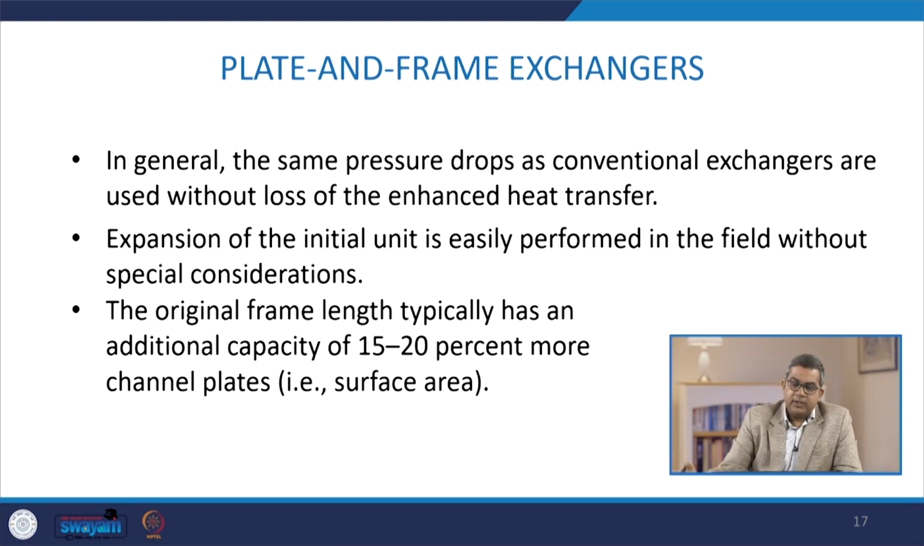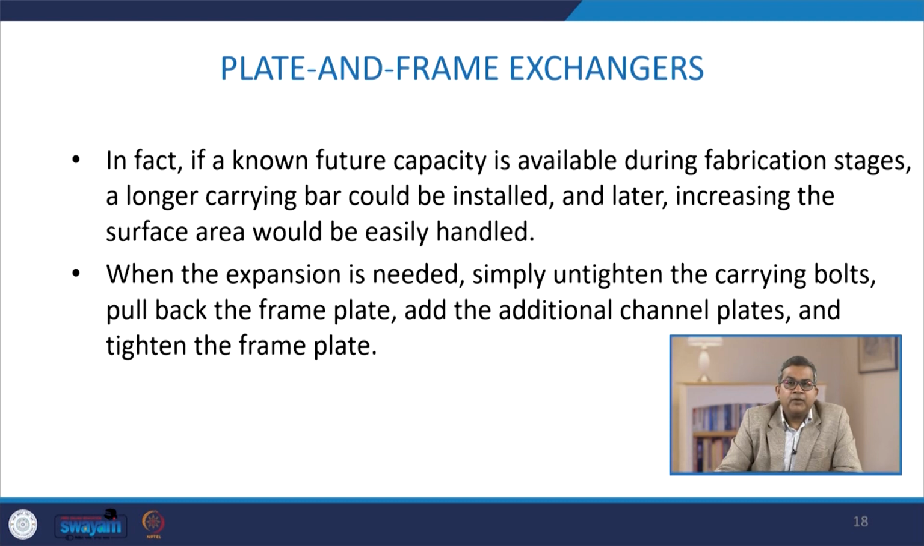Expansion of an initial unit is easily performed in the field without special consideration. The original frame length typically has an additional capacity of 20%, or 15 to 20% to be more precise, more channel plates, that is surface area. In fact, if a future capacity is known or available during the fabrication stage, because that is in the designing stage, a longer carrying bar could be installed, and later increasing the surface area would be easily handled.